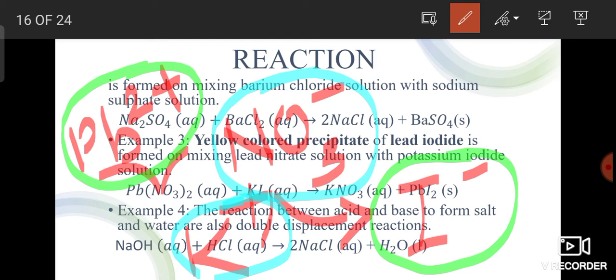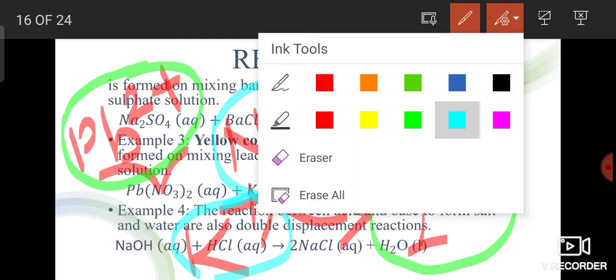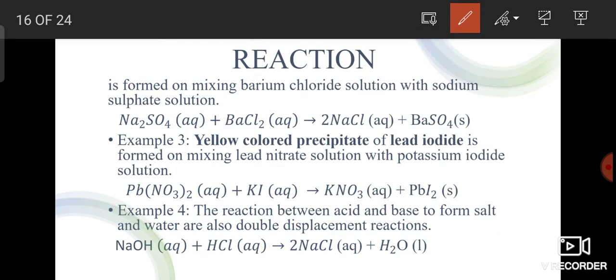One very important thing that I would like to mention over here is that double displacement reactions are actually not dependent on the reactivities of metals. The way I have told you about single displacement reaction, it was based on the reactivity of metals or non-metals. But over here simply the exchange of ions is taking place and it is not at all related to their reactivities.